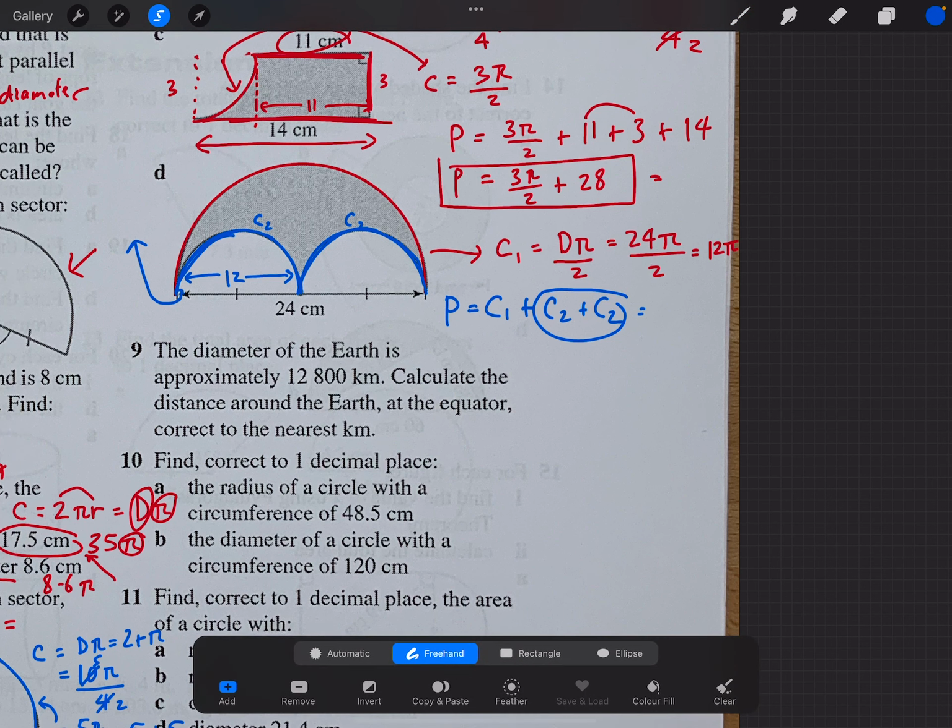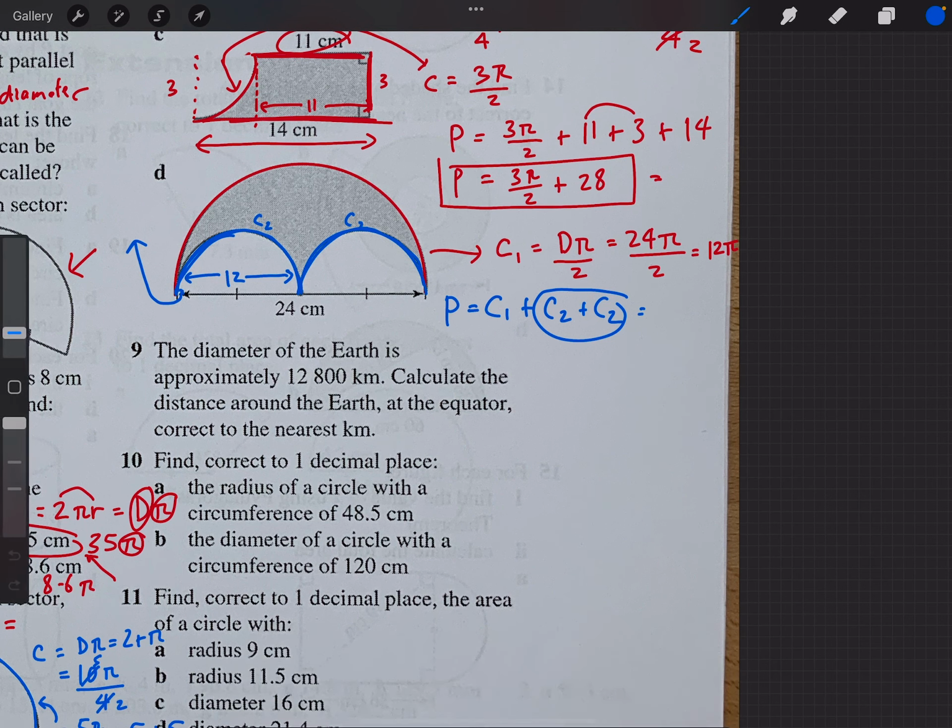Let me just show you. Okay. So the circumference is equal to diameter times pi, which is 12 pi. We're not going to divide it by 2 because we got 2 of these. So that means C2 plus C2 is going to be 12 pi. So the perimeter is going to be 12 pi, the top one, plus the bottom one, which is 12 pi, and that gives me 24 pi.